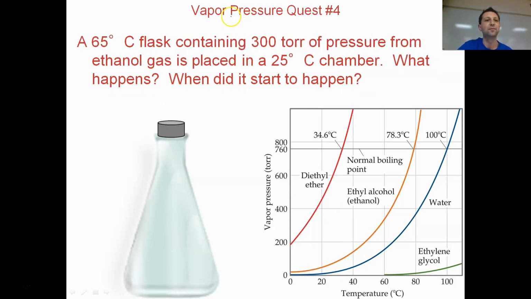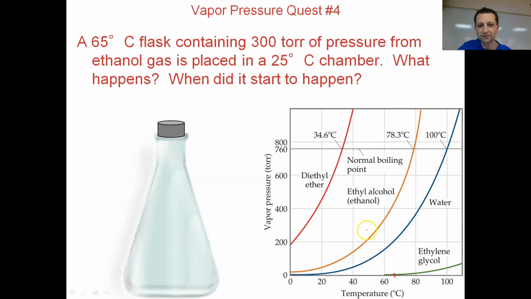Okay, number 4. A 65 degrees Celsius flask has 300 torr pressure from ethanol gas, and is placed in a 25 Celsius chamber. What happens? So 65 Celsius flask, 300 torr from ethanol. Let's find it. 70 is here, 65 is here. Ethanol, we go up to, let's see, 300 torr.